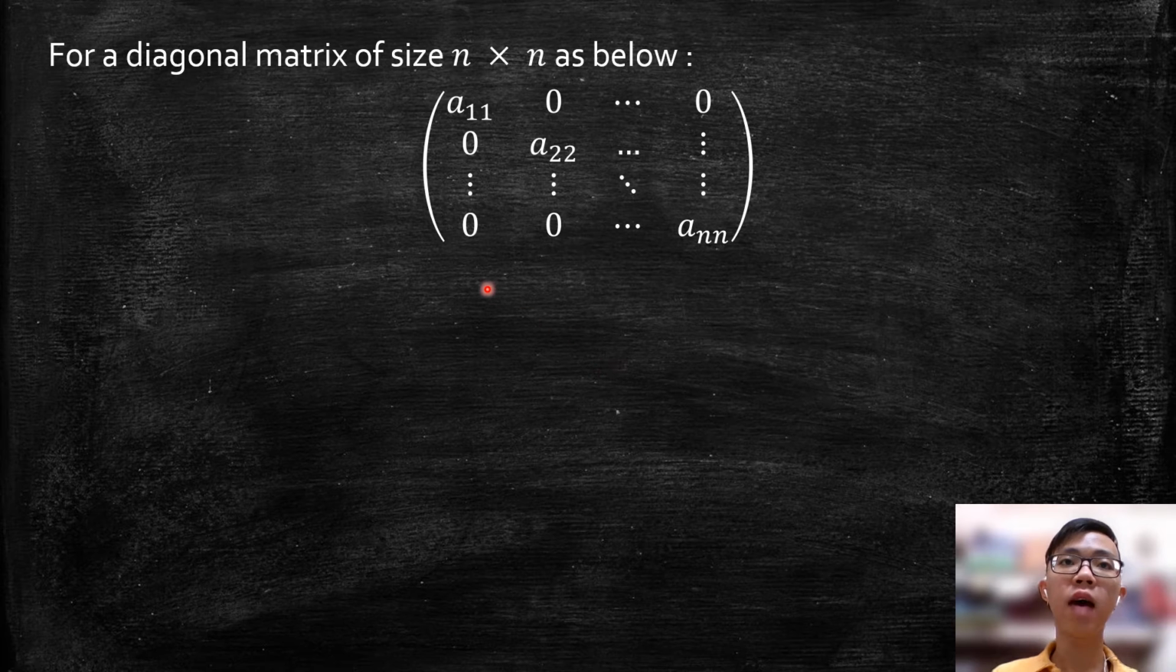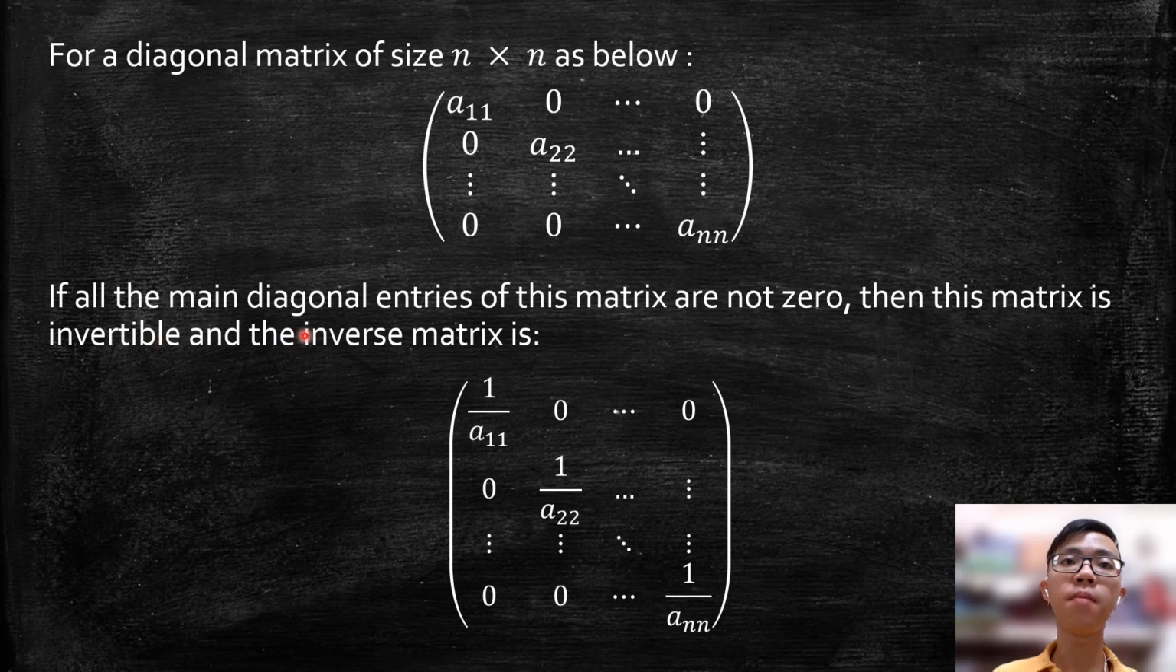So now we go to the second part. So let's say we have a n times n diagonal matrix like this. And if all the main diagonal entries of this matrix are not equal to 0, that means A11, A22 until ANN are not equal to 0, then this matrix is invertible, or we call has inverse, and the inverse matrix is like this. And notice that this inverse matrix is similar with M inverse we had get in the first part of the question. Okay, so that's all for question 1.